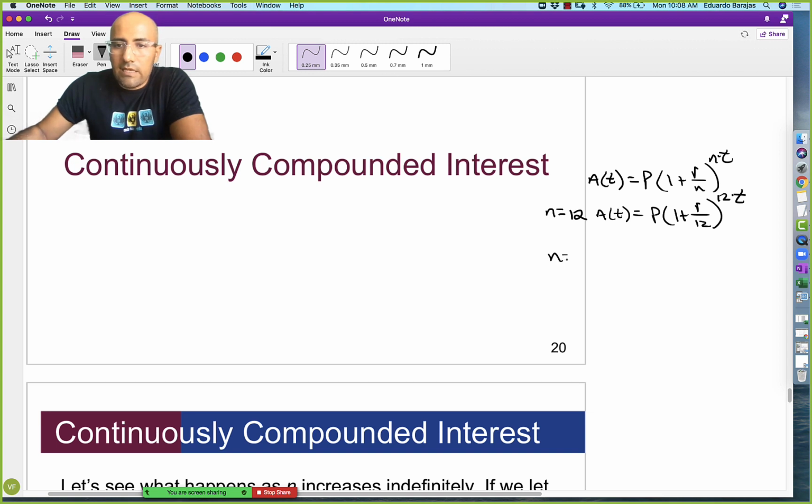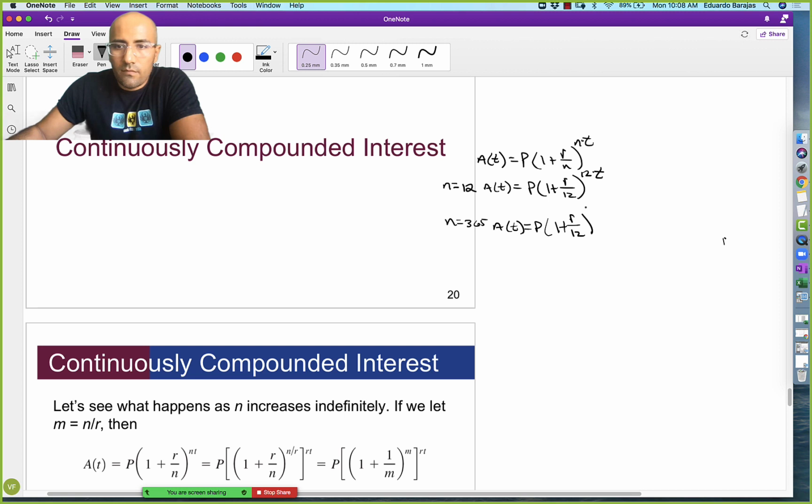And if we let n equal 365, compounded daily, this formula becomes this way. Right, so this is compounded monthly. Compounded monthly. This one's daily.